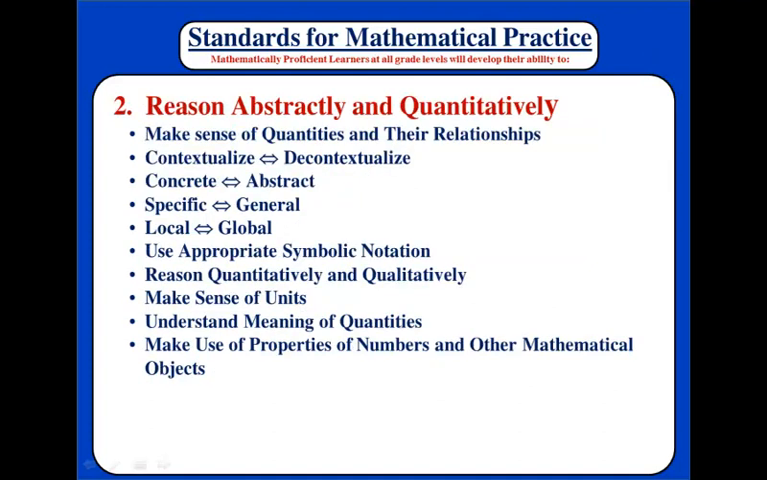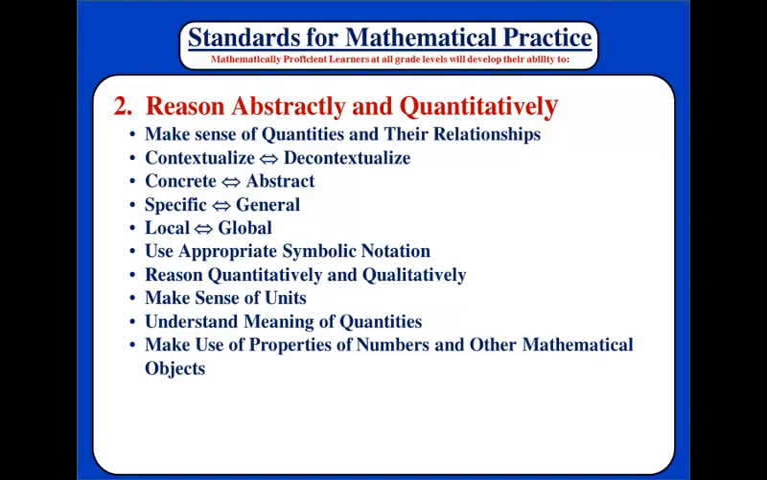The second standard is reason abstractly and quantitatively. By that we mean we want to make sense of quantities and their relationships. We want to go back and forth between contextualizing and decontextualizing. Mathematics is very applicable to many real-world situations. So we want to take an idea that may be an abstract idea, and then we want to make it concrete. We want to contextualize it within some specific real-world context.